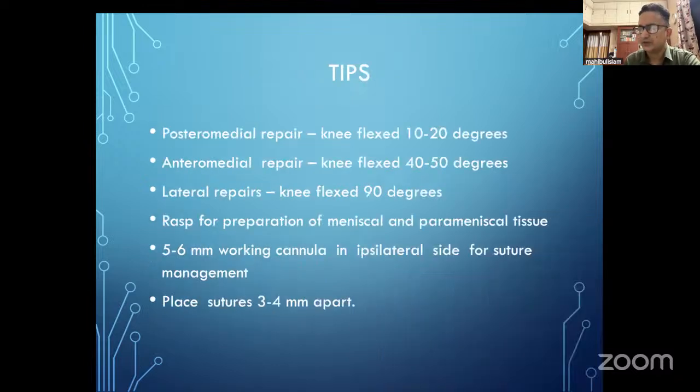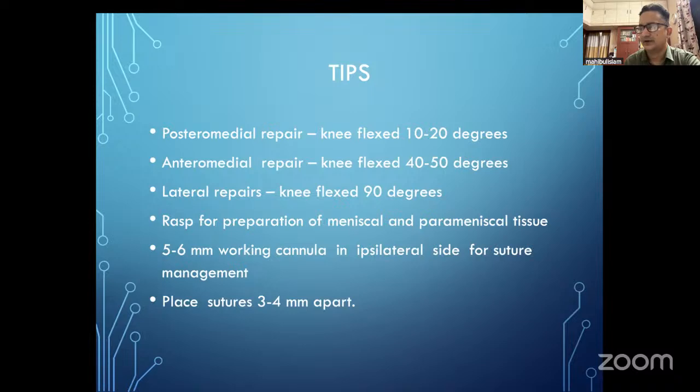Now coming to the tips and tricks, successful meniscus repair requires proper technique and positioning. For posterior repair, the knee should be kept at 10 to 20 degree flexion. For intramedullary repair, flexion should be around 40 to 50 degrees. And for lateral side repair, maintain 90 degree flexion to optimize the access. Thorough preparation of the meniscus and parameniscal tissue using a rasp promotes healing.